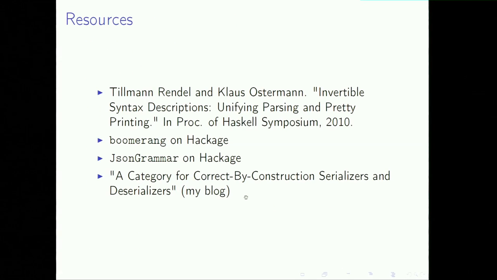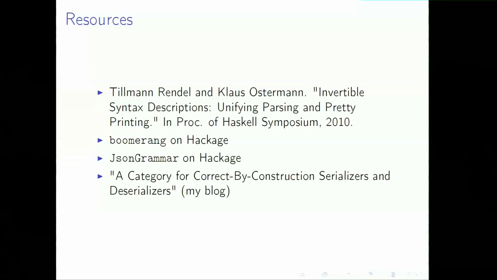So some resources there. I think the original publication that the Boomerang library was built around is by Rendell and Ostermann, the paper Invertible Syntax Descriptions. The idea there is they work with this category, I think they call it the category of partial isomorphisms. And then they build up some vocabulary like functor and applicative within this category, which gives them an applicative combinator that works a lot like parser combinators, but also carries this inverse, which happens to be a pretty printer.